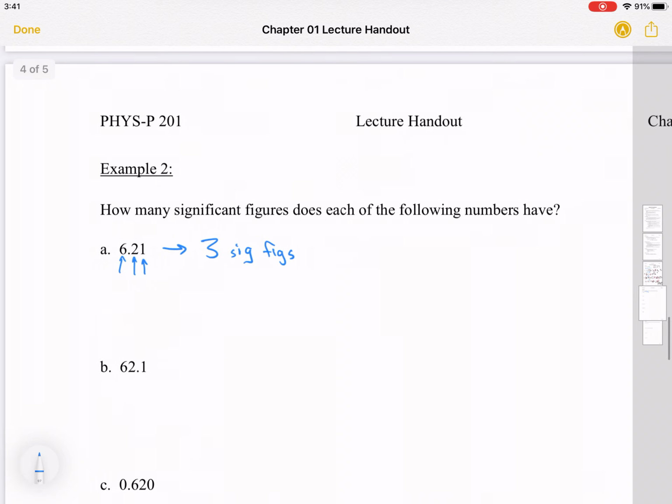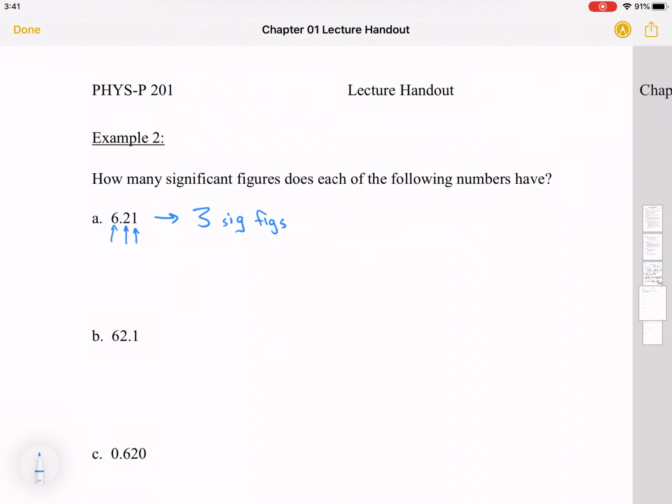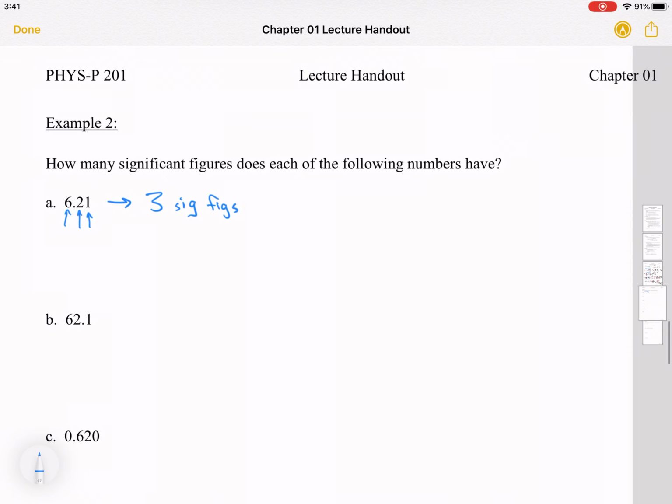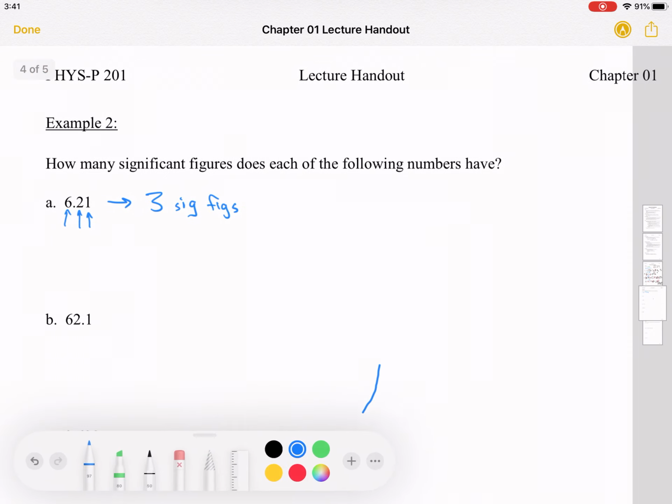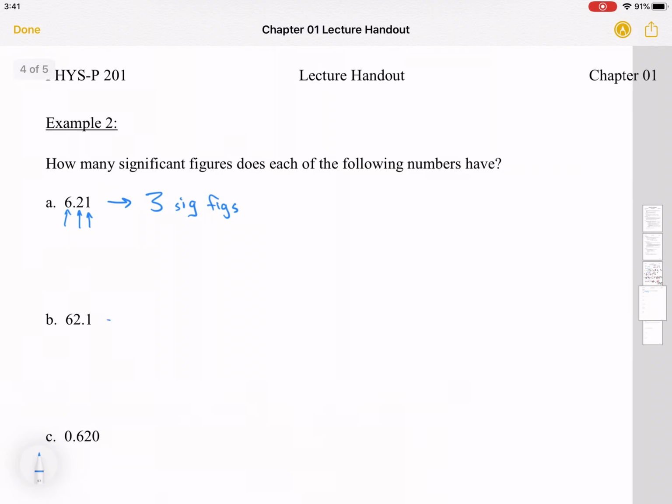And you see, sig fig is so much easier to say than significant figures, even if it sounds a little irritating. Okay, so what else? The next number. Well, the next number is the same number-ish, but the decimal's moved, right? But all the digits there are non-zero, so it's still 3 sig figs.